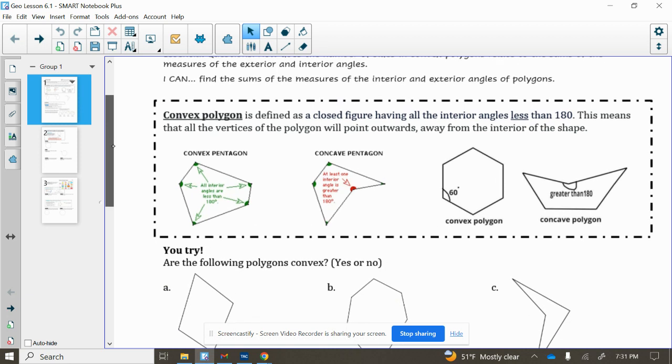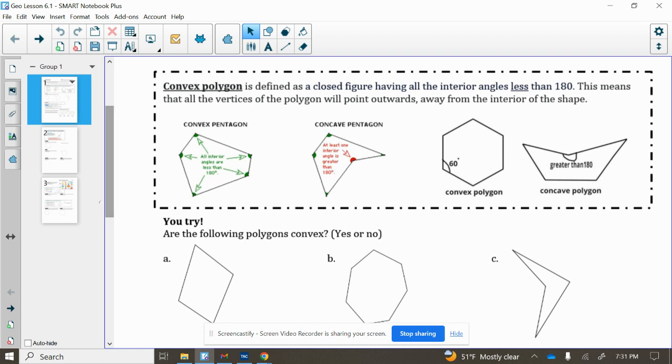Now our first piece of information is identifying what is a convex polygon. Convex polygons are closed figures that have interior angles that are all less than 180 degrees. So all of our vertices are pointing outwards. You're not going to have any inwards motion.